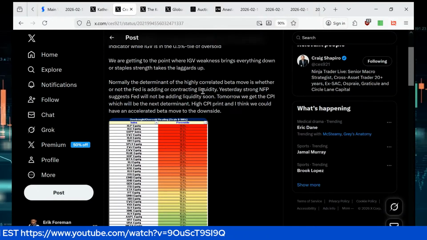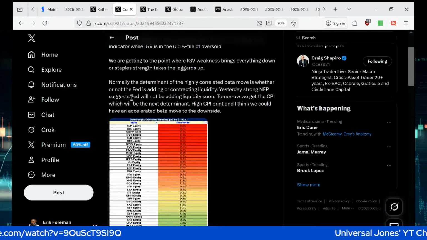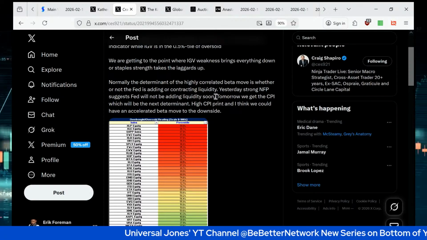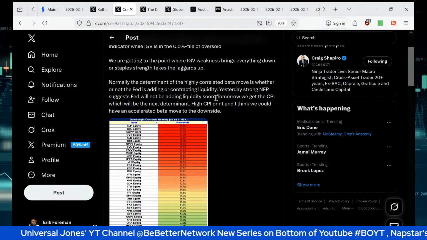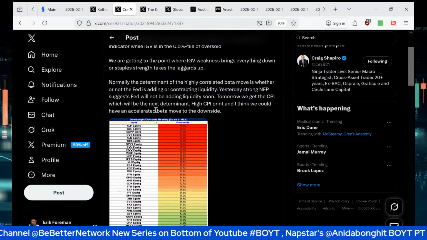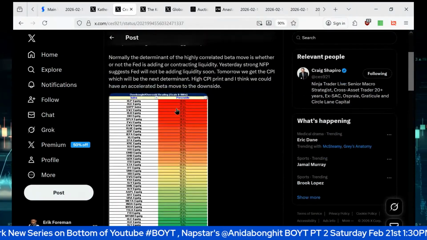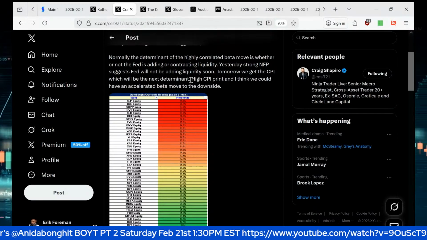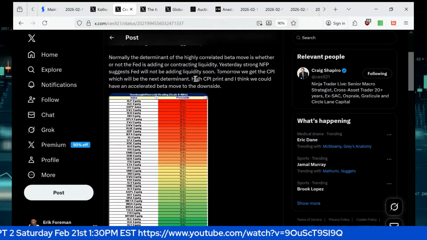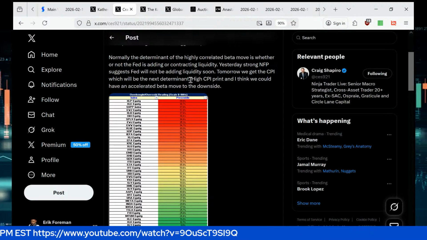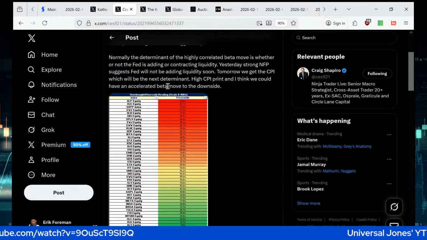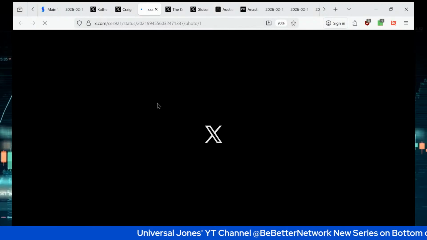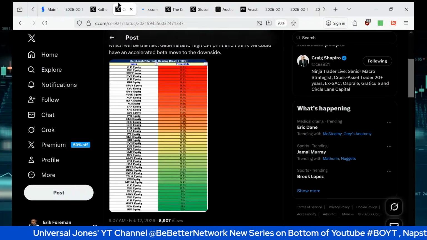Normally, the determinant of the highly correlated beta move is whether or not the Fed is adding or contracting liquidity. Yesterday, strong NFP suggests the Fed will not be adding liquidity soon. Non-farm payroll, that's what NFP means. Tomorrow we get the PCE, all right? We'll get something else tomorrow. And who knows, maybe the Supreme Court will actually say something about tariffs, or maybe we'll have war. I have no clue. High CPI print, and I think we could have an accelerated beta move to the downside. Well, we didn't. It didn't happen last week or whatever. Okay, I think that's it.